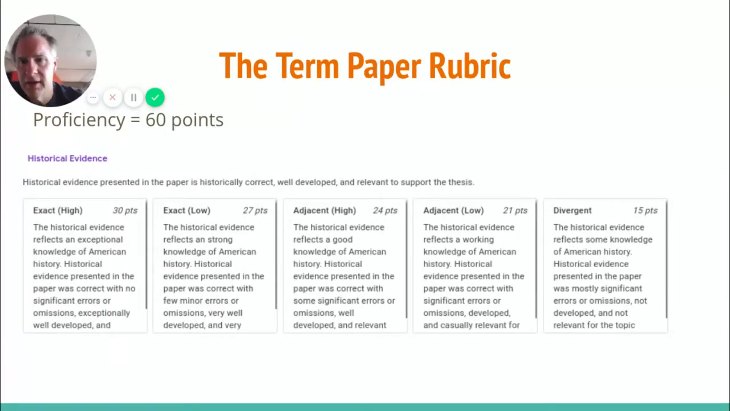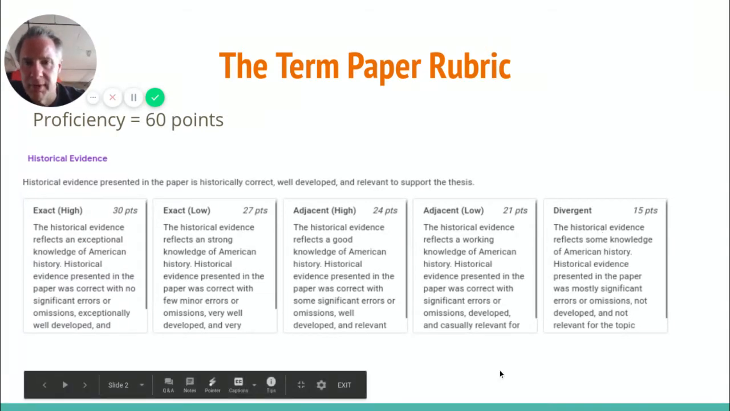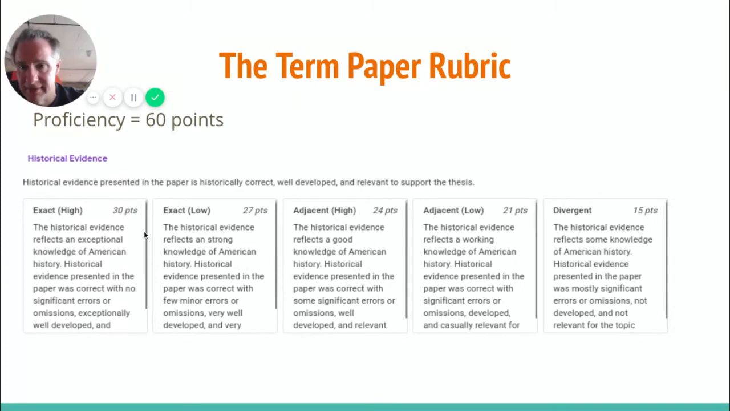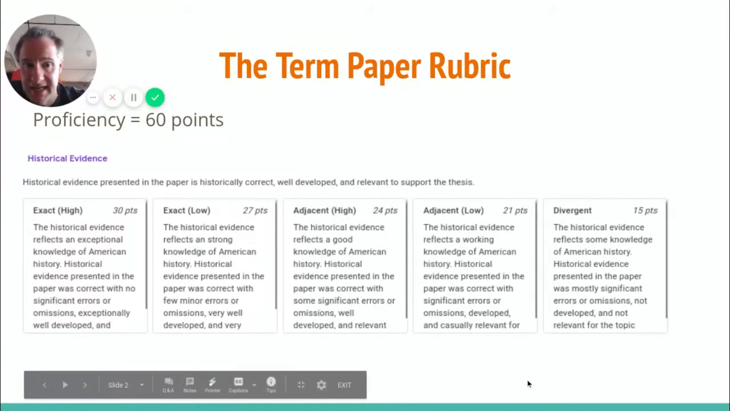Okay, so let's take a look. Our first criteria is historical evidence. It's 30% of the paper. You'll notice that we've got it broken down into high exact, low exact, high adjacent, low adjacent, and then divergent. And that's to give you a little bit more opportunity because there's a lot of points here. These points are set. It's not a range. So 30, 27, 24, 21, and 15 are the points that you would get. So as long as you have historical evidence, you'll at least get 15 points.